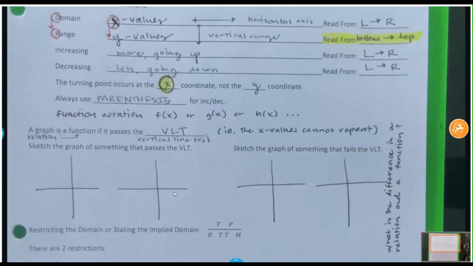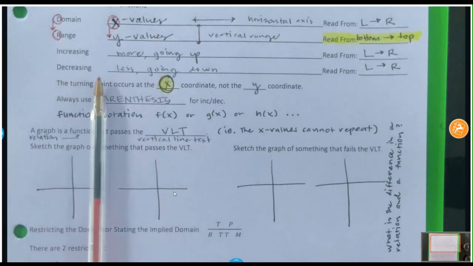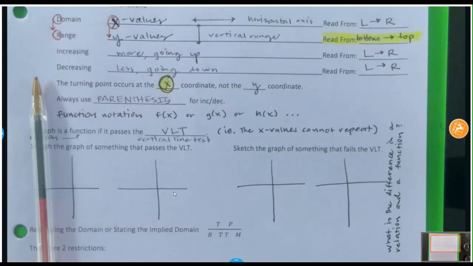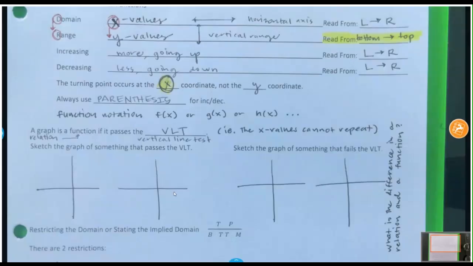Sketch the graph of something that passes the vertical line test. In other words, when you lay your pencil vertically, sometimes people call it the pencil test. It can only touch the graph one place at a time when you lay your pencil vertically. Okay? Now, there is something called the HLT that we'll get to later. It'll be a while.